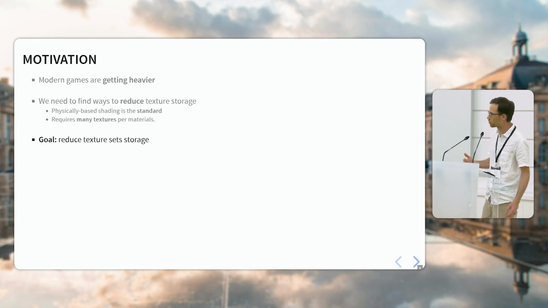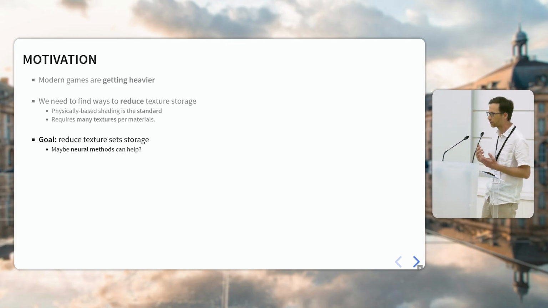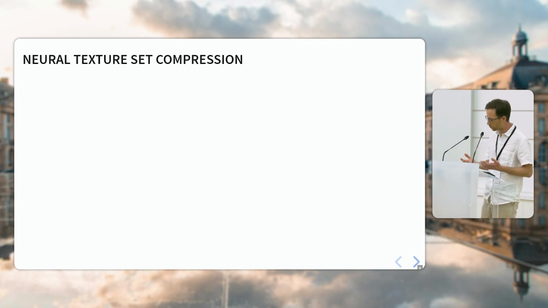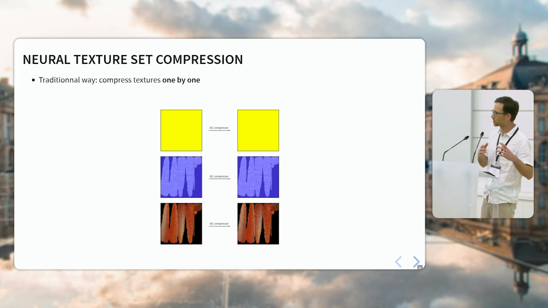So our goal here is to reduce the storage of all the textures that comprise a single asset into a much more compressed format. And the idea of neural texture compression is that maybe neural methods can help. To understand why they can help, we have to look at the traditional way of compressing textures. Usually we group parameters together when they are meaningful, for example as RGB or RGBA textures, and we compress them separately.